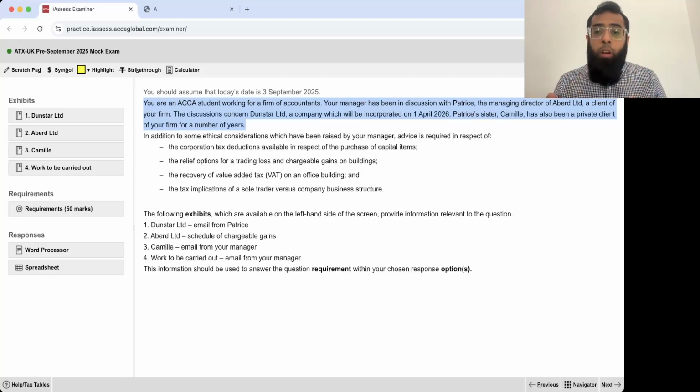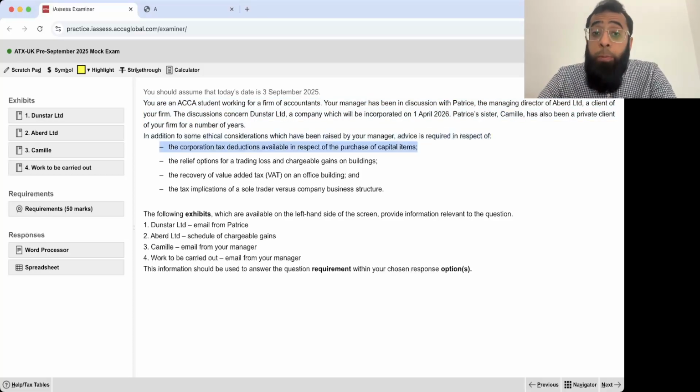So it's just an introduction. He's introducing us to the scenario. We are in this situation, an ACCA student working in a firm of accountants. Our manager has been in discussion with Patrice, who is the managing director of Abred Limited, a client of our firm. Then there is discussion about a new company, Dunster Limited, which will be incorporated. Then Patrice's sister is also our client. So there will be multiple taxation situations, in addition to some ethical considerations which have been raised by your manager.